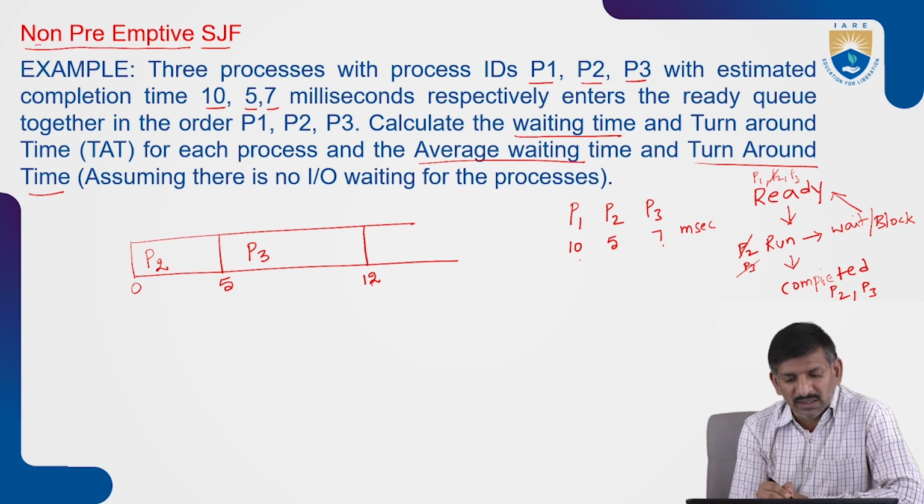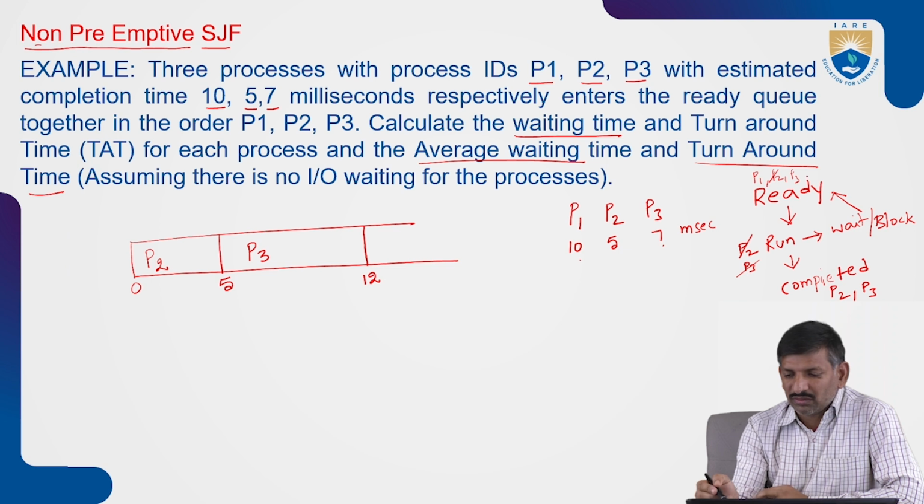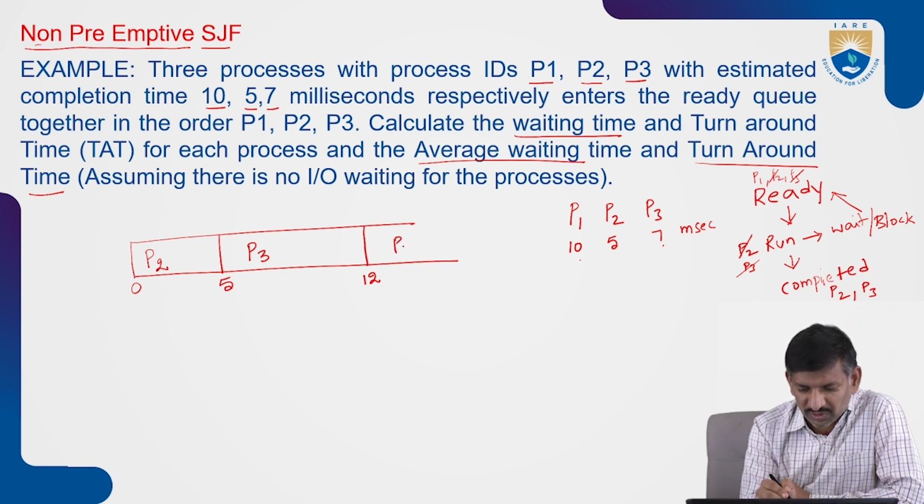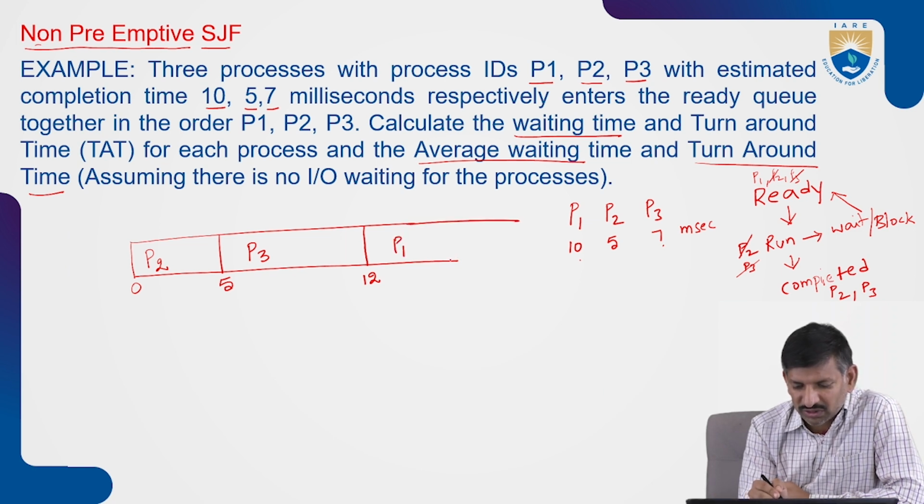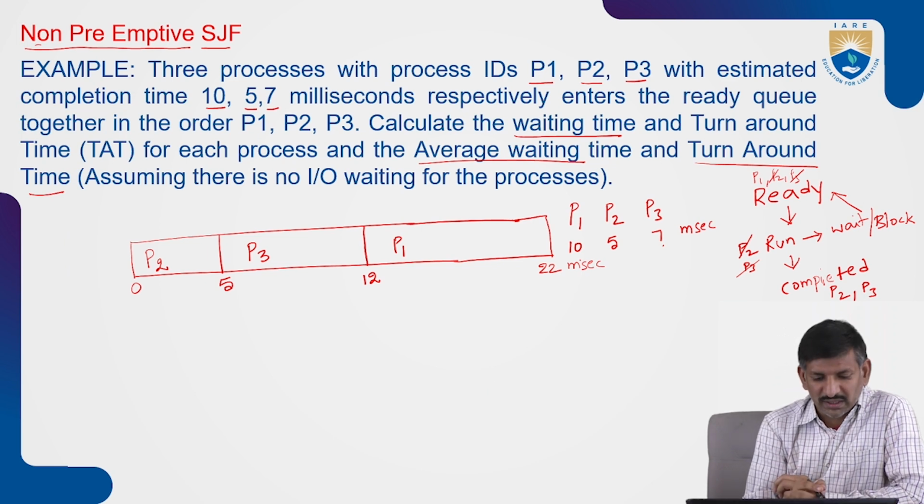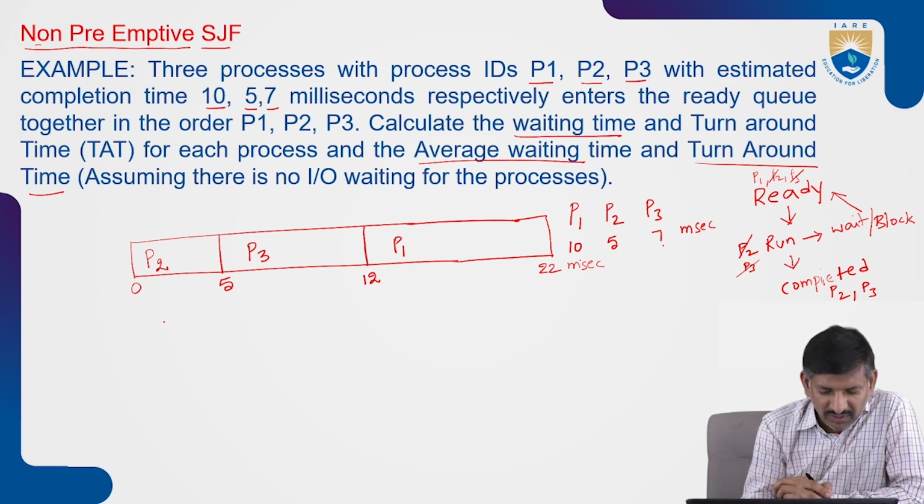Again at the 12th millisecond, the scheduler checks which processes are available in the ready state. Only P1 is available, so it is scheduled for execution. P1's execution time is 10 milliseconds, so it completes at 22 milliseconds. From this diagram, we can calculate the waiting time.